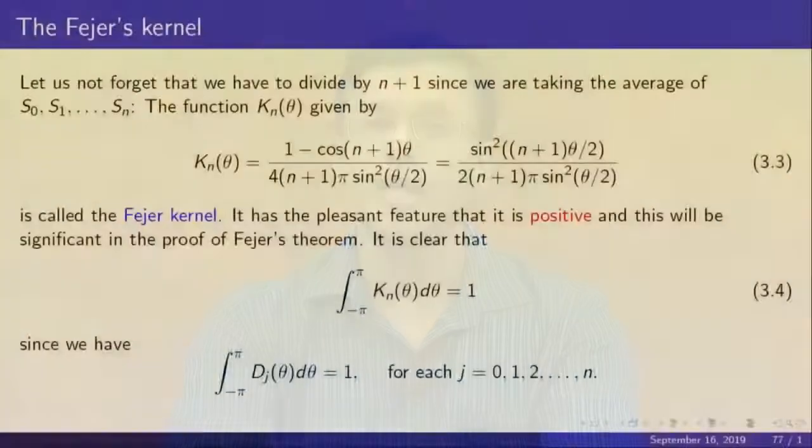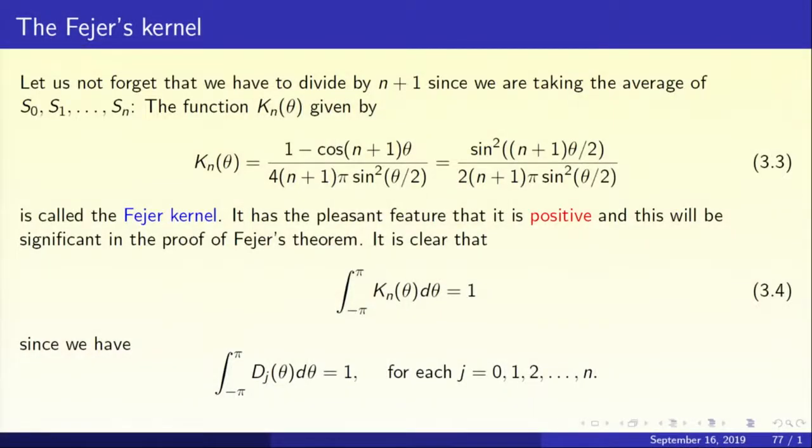So let us divide by n plus 1, and so we should be looking at kn tilde divided by n plus 1. Let us simply call it kn theta. So kn theta is now 1 minus cos n plus 1 theta upon 4 times n plus 1 pi sine squared theta by 2. As I said, the numerator can be written as 2 sine squared n plus 1 theta by 2. The 2 cancels out, and we get the expression 3.3 displayed in the slide. This expression is called the Fejer kernel.